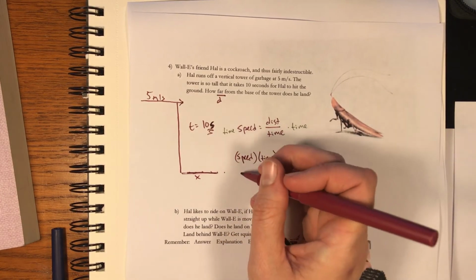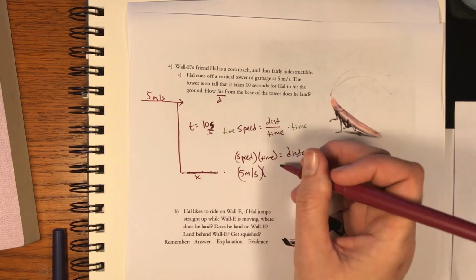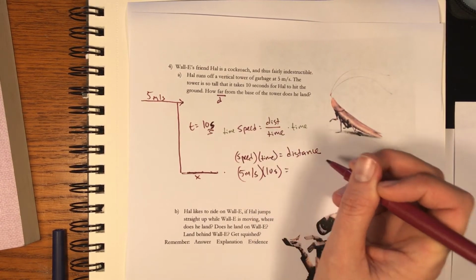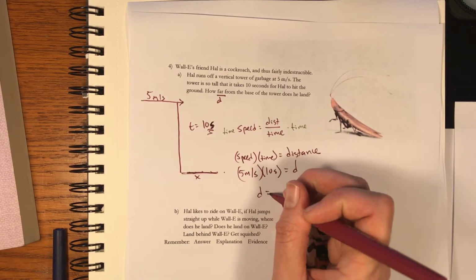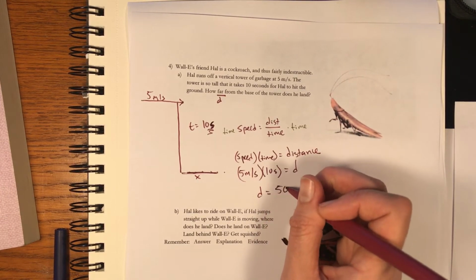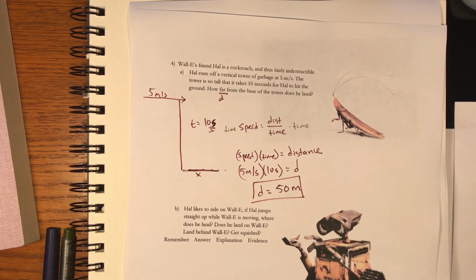And now I can plug in. Okay, so I know my speed is 5 meters per second. I know my time is 10 seconds. And so then my distance, you would just multiply them. So your distance is 50 meters. Boom, done. Awesome.